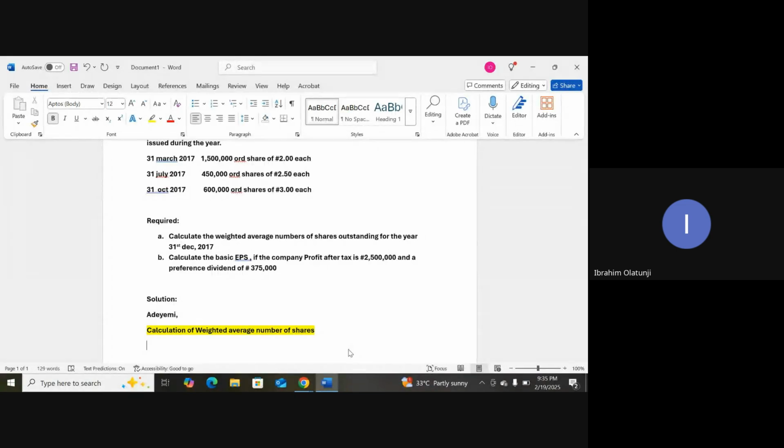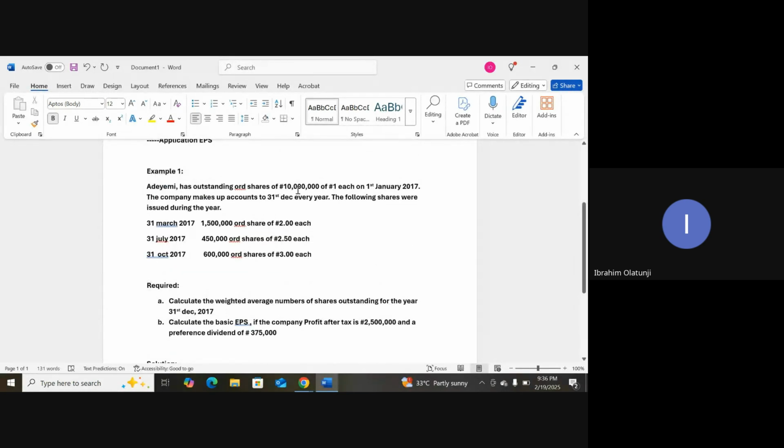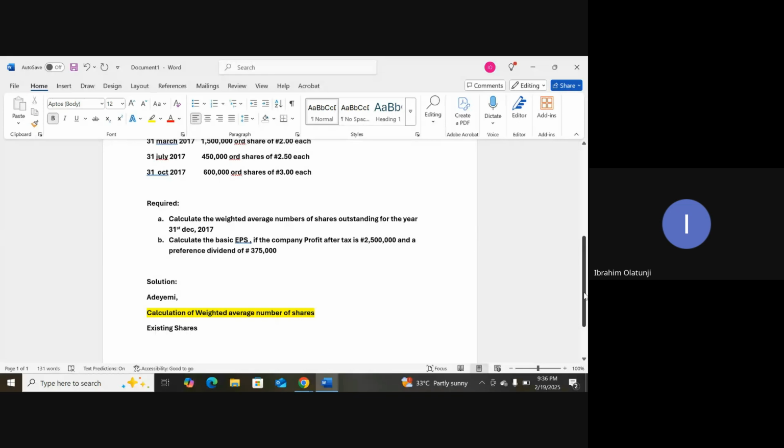What is our existing share? Are we there? 10 million naira. 10 million shares, not naira. The existing shares is 10 million shares, because you see that they are giving you 10 million naira of 1 naira. So 10 million naira divided by 1 naira will give you 10 million shares. That's the meaning. So the existing shares is 10 million shares.